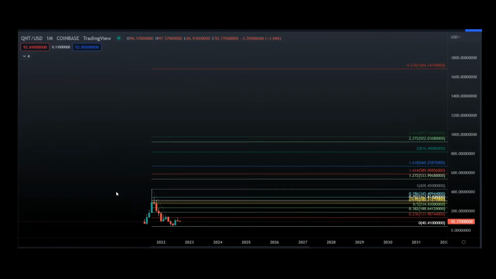Please try this method out for yourself on your favorite altcoin projects. Save the template that I showed you before in the beginning of the video and see how price will react to those levels in the future when the bull returns after the recession has calmed down, and you'll be amazed.